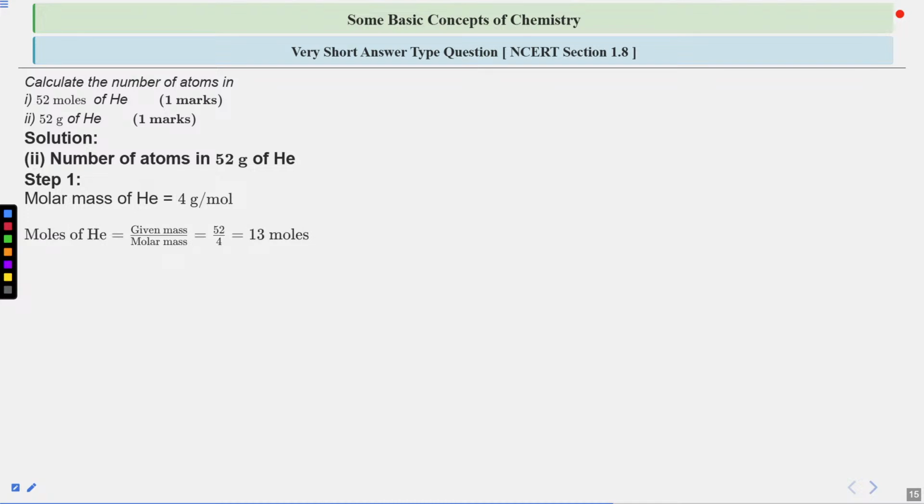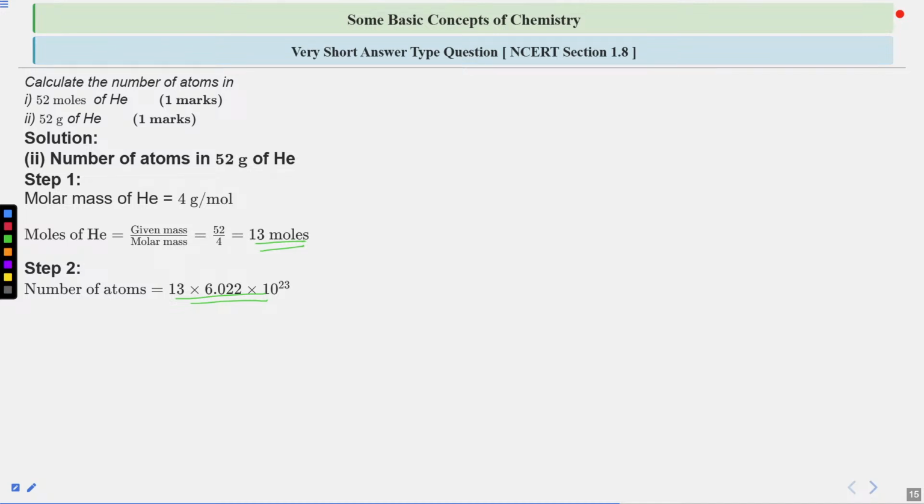Therefore, what will be the number of moles? It will be given mass by molar mass, which equals 13 moles. So 52 gram was the given mass and molar mass is 4 gram. So we have 13 moles of helium. Now since we have the number of moles, we can easily use it to calculate the number of atoms, which is 13 into Na, 6.022 into 10 to the power 23.